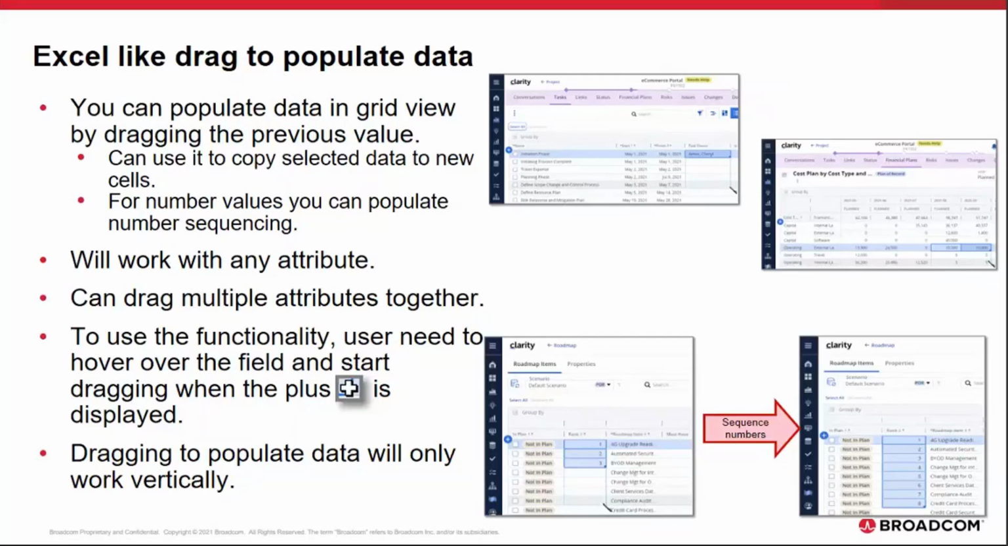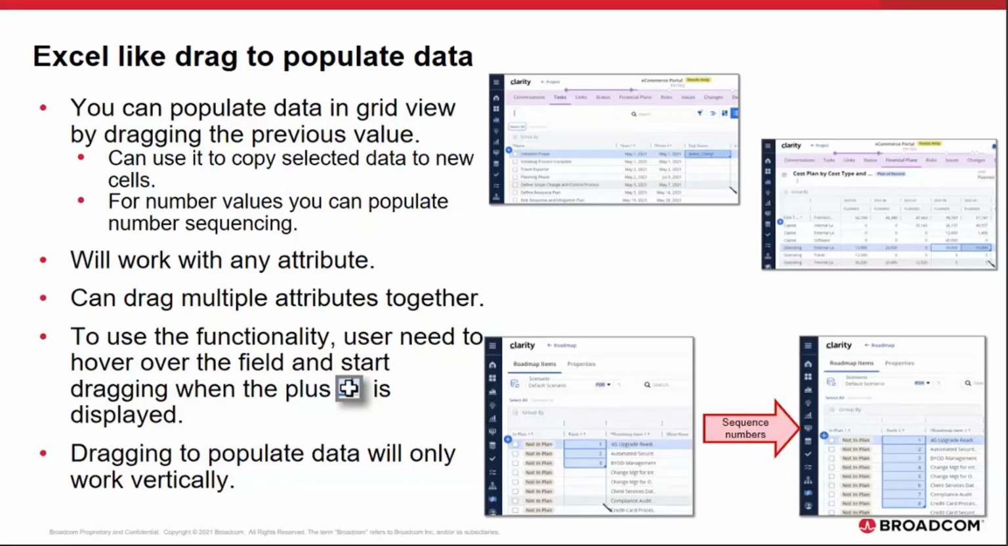If each time the number is going up by one, then for all the following numbers it will keep adding one. If I have two numbers that go up by 100, then it'll keep incrementing by 100 and populating. So we do have number sequencing available. This will work with the drag and drop, and with any attribute, provided, like I said, the attribute allows copying of the data. You can drag multiple attributes together.